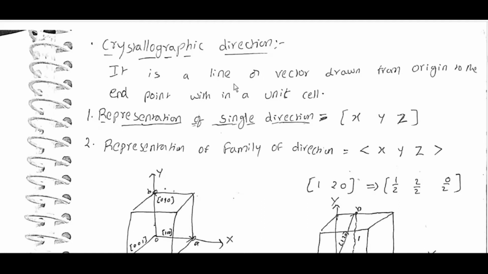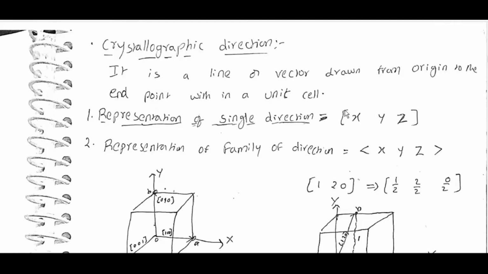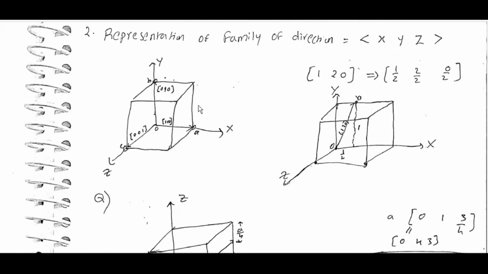Crystallographic direction. It is a line or vector drawn from the origin to an endpoint within a unit cell. Representation of a single direction: square bracket x y z. Representation of a family of directions: angle bracket x y z. Here it is a line. For example, if 120 has to be represented, then it should be represented by 1 by 2, 2 by 2, 0 by 2.